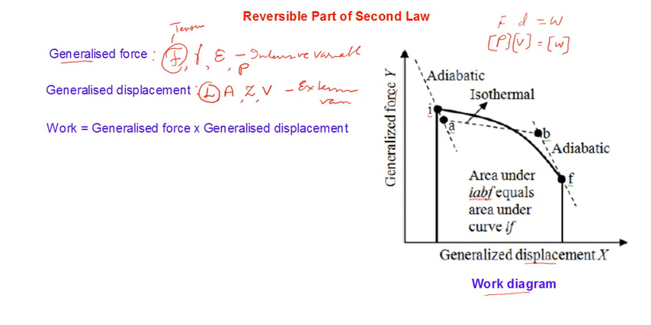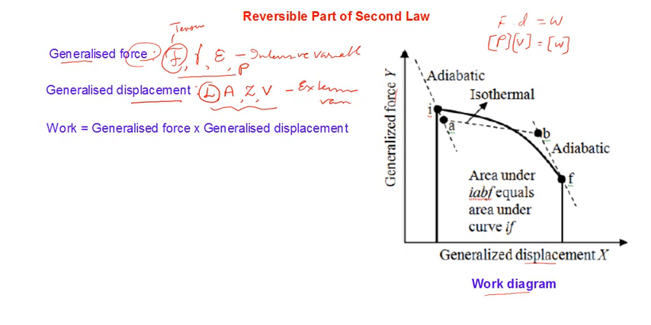So I can say that force, surface tension, EMF, etc., are behaving like force. And these quantities, the length, the area, the charge, the volume, etc., are performing the role of some displacement. So we call these quantities generally generalized force and generalized displacement.